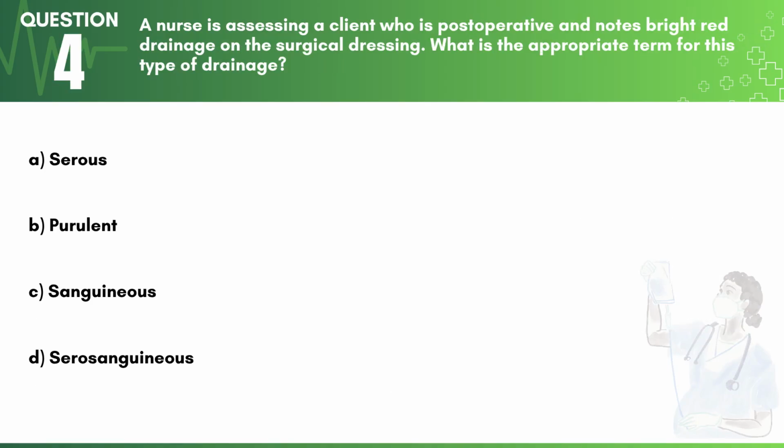Question 4. A nurse is assessing a client who is postoperative and notes bright red drainage on the surgical dressing. What is the appropriate term for this type of drainage? A. Serous. B. Purulent. C. Sanguineous. D. Serosanguineous.